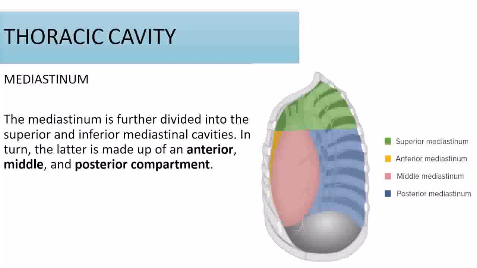Okay, so the mediastinum can be further divided by the angle of Lewis that we're going to see in a short while into a superior mediastinum here in green and an inferior mediastinum. So now the pericardium further divides the inferior mediastinum into an anterior mediastinum, a middle mediastinum, and a posterior mediastinum.